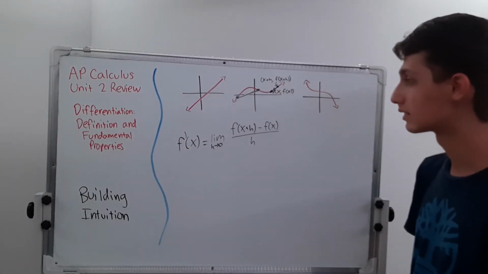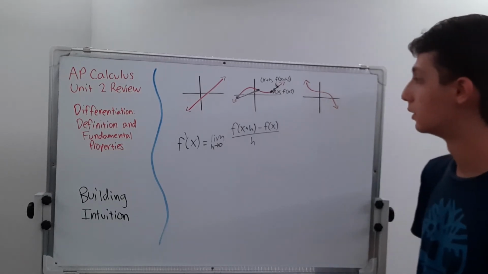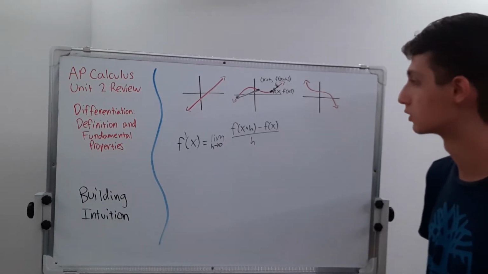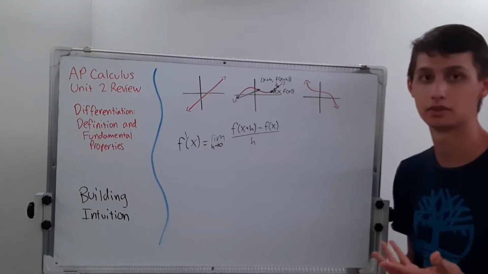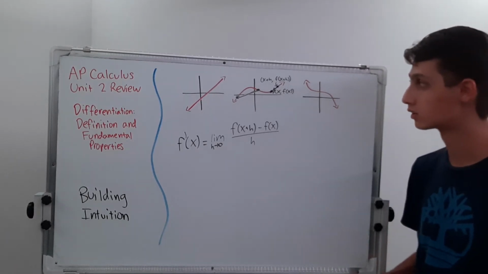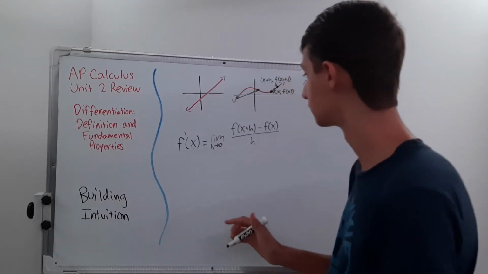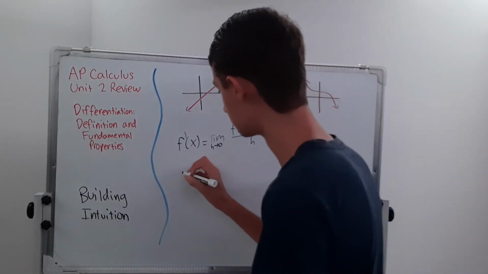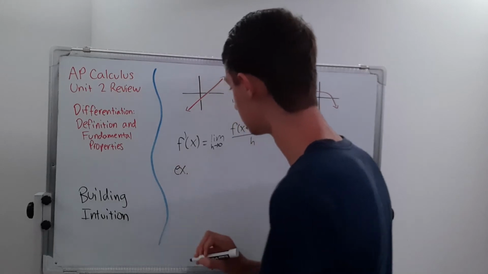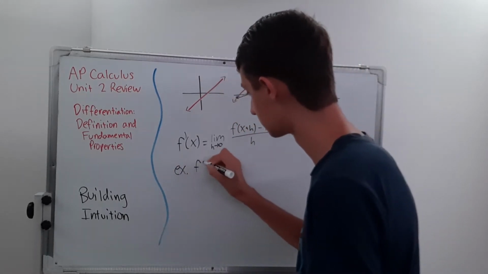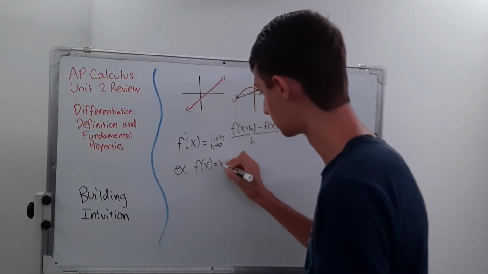Okay, that's really interesting, right? And so that's going to give us a way to find the derivative at any point. Okay, so let's think of a function. Let's say x squared. That's a pretty good function. So let me give an example here. So we're going to say f of x is equal to x squared.